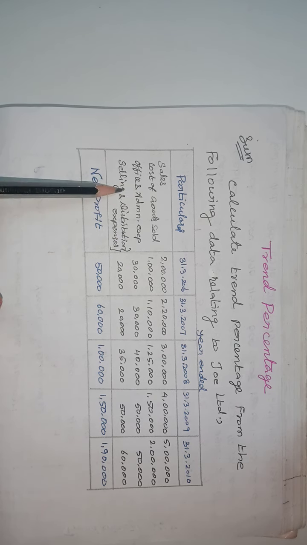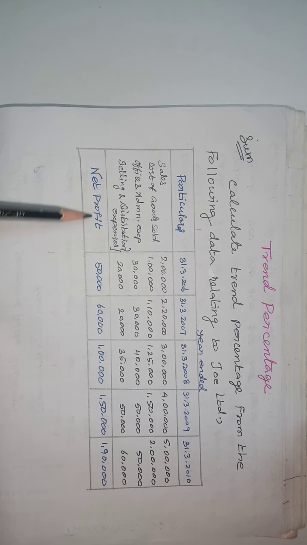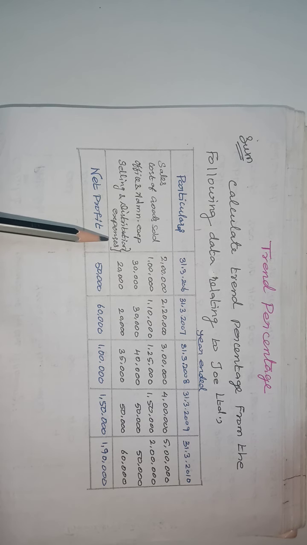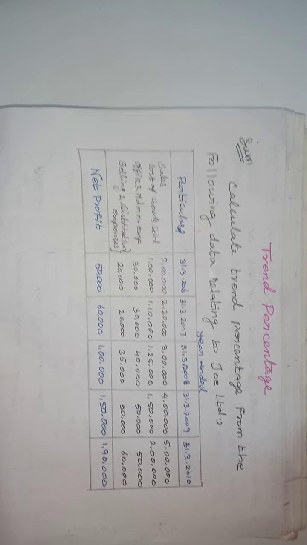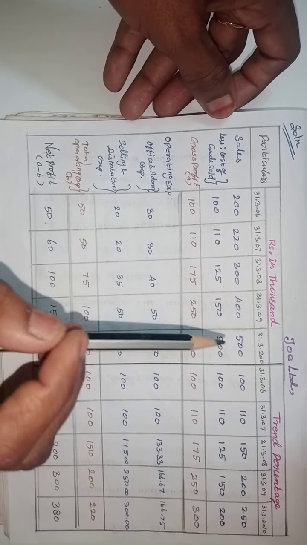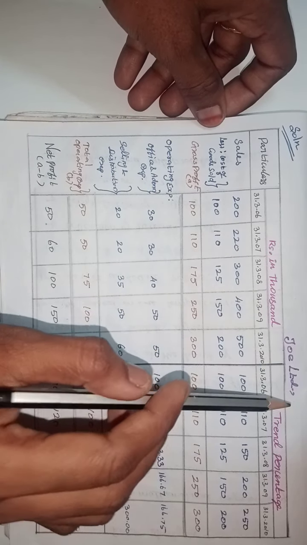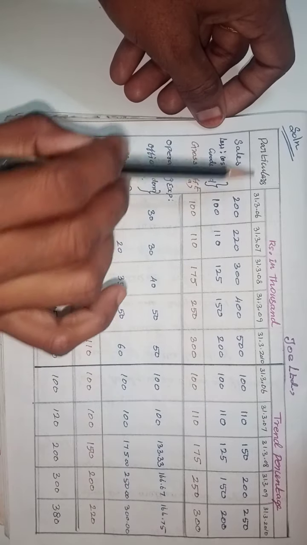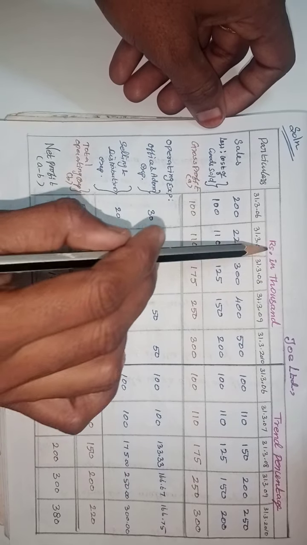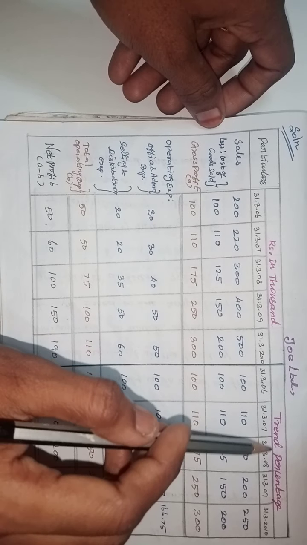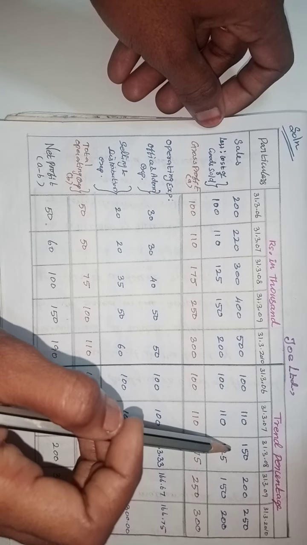These expenses are operating expenses. So we have to find out net profit, but this problem is given for trend percentage. So shall we go to the solution for that problem? This is the solution of trend analysis in Jio Limited. We have to provide 3 columns: particulars, rupees in 1000, and trend percentage. It is given on a percentage basis.